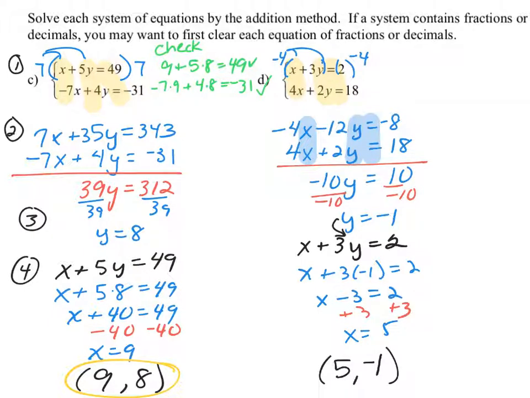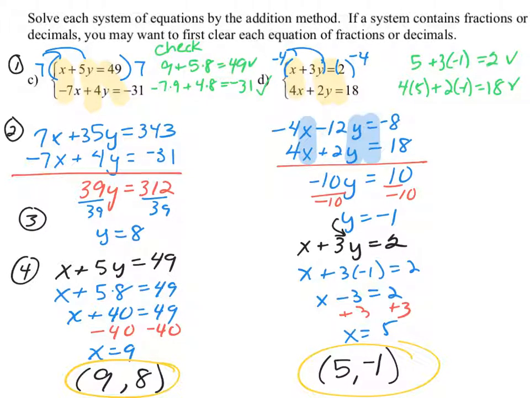And as always, we want to check our solution by plugging that back into the original equation, x plus 3y equals 2, where x is equal to 5 plus 3 times negative 1. That would be 5 minus 3 does equal 2. It does work. It is a solution in the first equation, but we also want to make sure it's a solution in the second equation. So it's going to be 4x, or 4 times 5, which is 20, plus 2 times y, 2 times negative 1, that would be negative 2. So 20 plus a negative 2 does equal 18. So we know that 5, negative 1 is a solution to that system of equations.